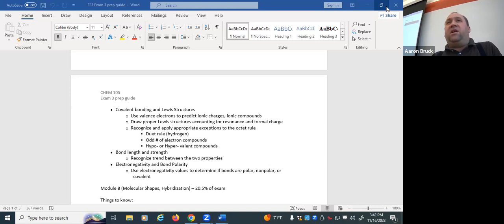The arguments that we're talking about are formal charge, first and foremost, and capacity. So the duet rule, odd numbers of electrons, those circumstances, we just don't have a capacity for filling the octet because we don't have enough electrons to do so, or we don't have the space to do so in the case of hydrogen.